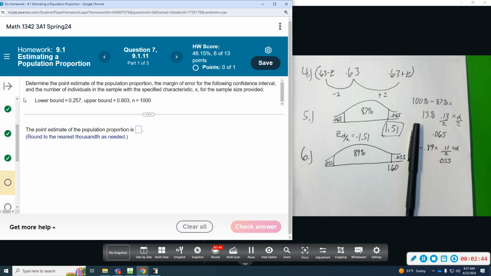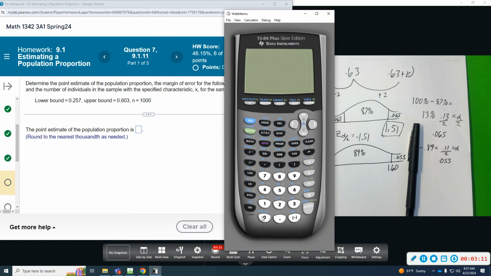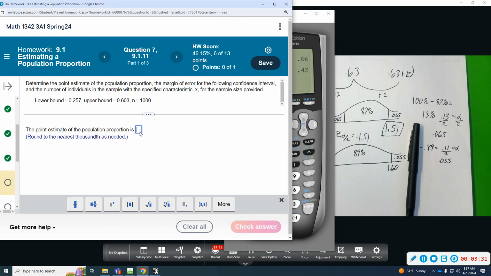All right, number 7, we want to determine the point estimate, population proportion, and margin of error for the following interval. So we got a lower bound and upper bound. Kind of like number 4, the distance between these two is going to be even. So given the upper and lower bound, we know the very middle. I can add these and divide by 2, and that will tell me the middle. So we're going to add 0.257 plus 0.603, and we're going to divide by 2. We're just finding the center point, so that's 0.43. That looks like our point estimate.